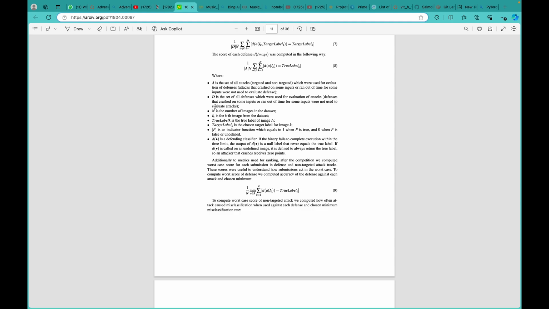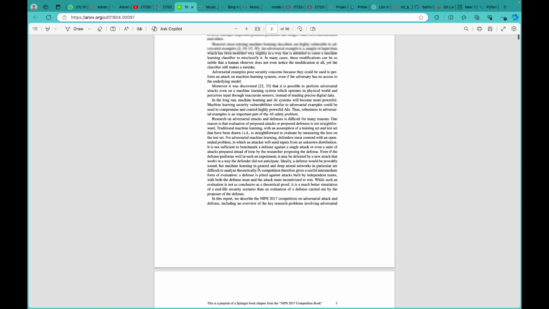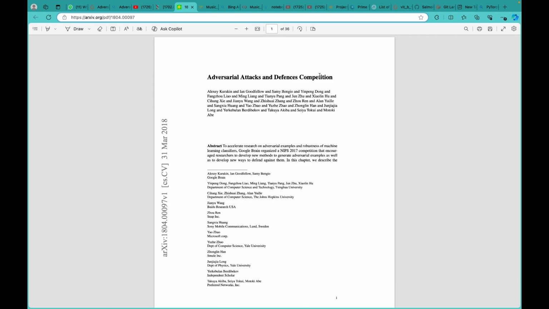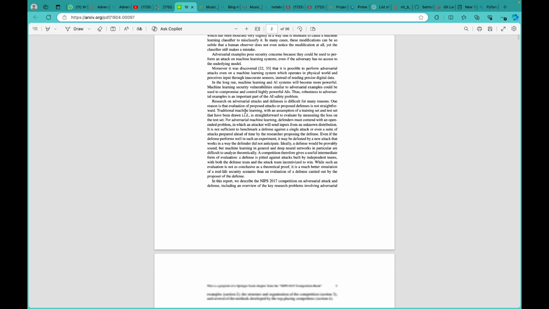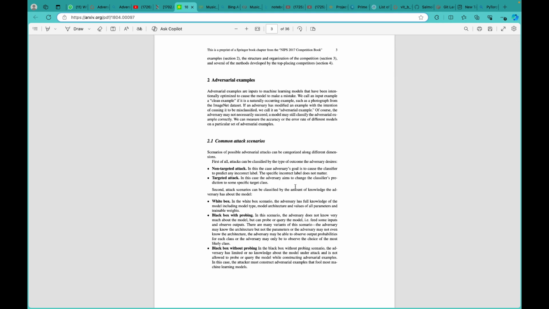From that I got this idea, and this is another paper, adversarial attacks and defense competition. Here we got the idea, so I performed the FGSM attack. There are many types of attack, like non-targeted attack, targeted attack, and we have white box and black box models.